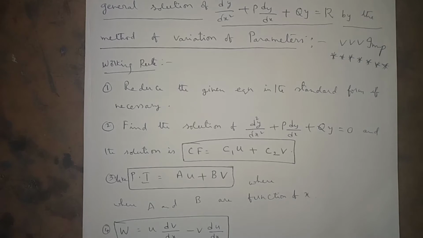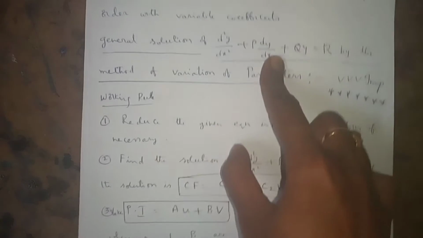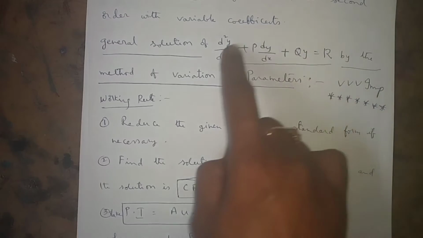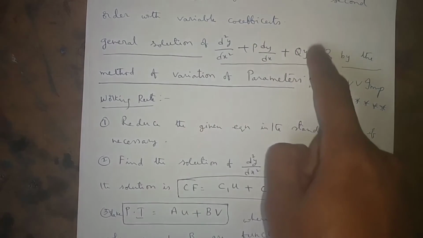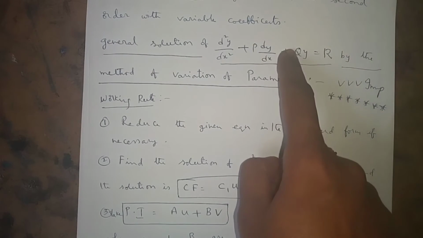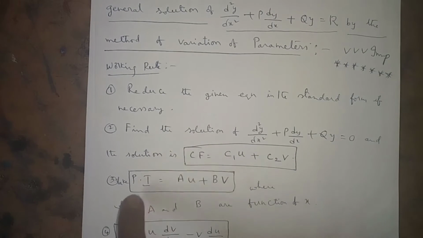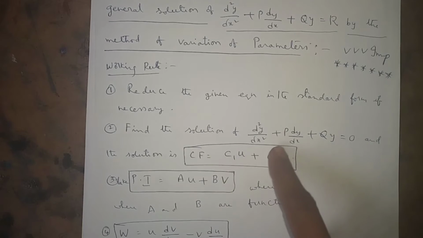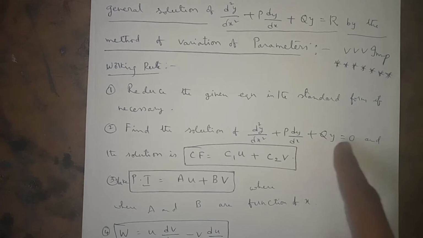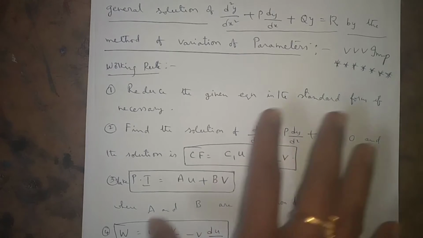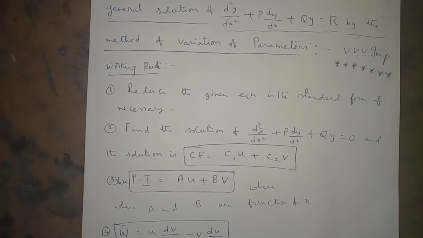Reduce the given equation to the standard form. This is the standard form of the general solution. If the given equation is in the standard form, okay fine. Otherwise, convert it into the standard form. Find the solution of d square y by dx square plus p into dy by dx plus qy is equal to 0. In the first step, if it is in the standard form, okay fine. Otherwise, if it is not in the standard form, convert it into the standard form.